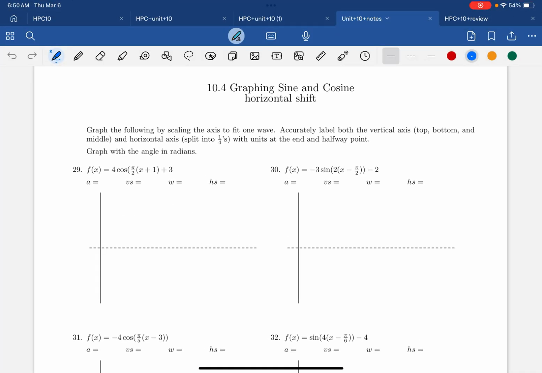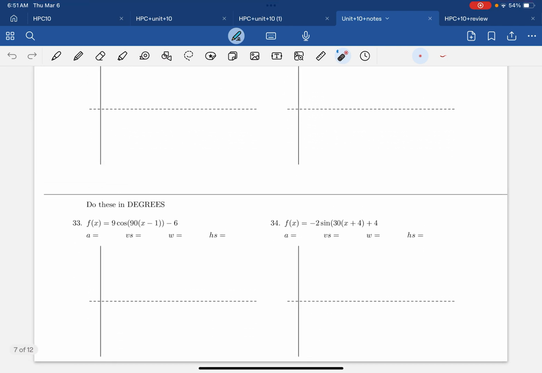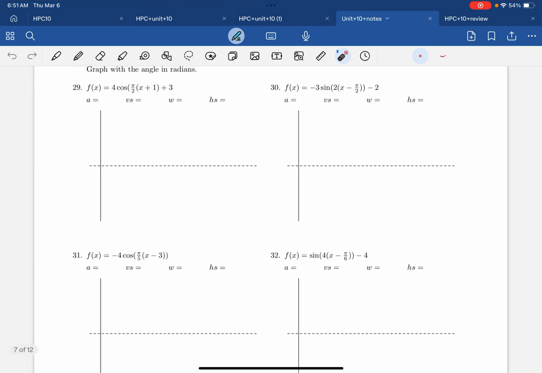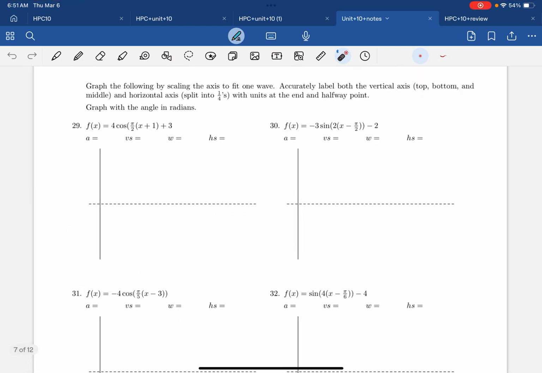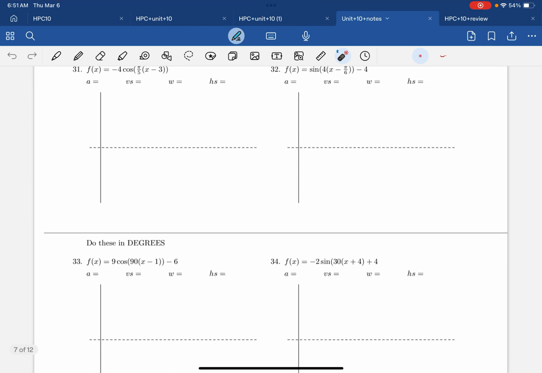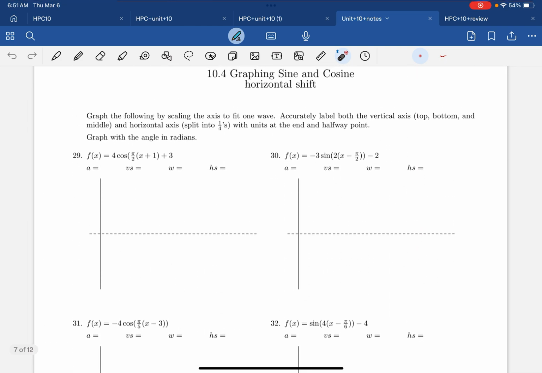All right, class. So today we're going to get through 10.4 and 10.5. Basically, we've done vertical, right? As you can see here, we've done amplitude, we've messed with vertical shift, we've messed with wavelength, and now we're going to mess with horizontal shift, okay? We've got about 6 problems here, 4 in radians and then 2 in degrees. So we'll do all of them. I'll probably do 3 of them with you, and I will have you do the 3 others, right? So, yeah, that's pretty much it.